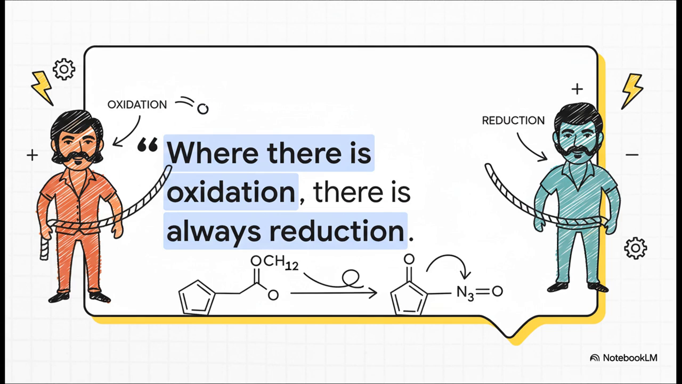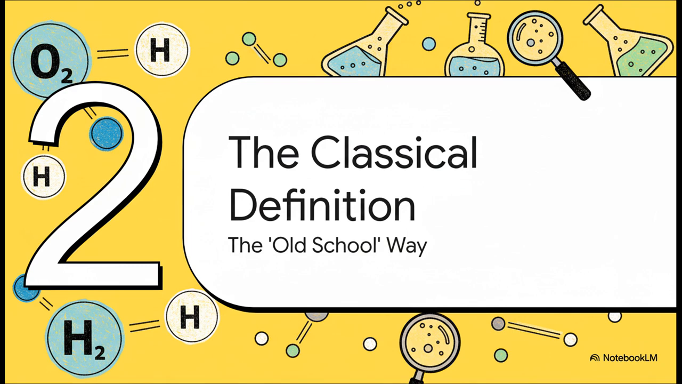You simply cannot have one without the other. It's impossible. If one atom is losing something, another atom absolutely must be gaining it. This, my friends, is the golden rule of all redox reactions. Remember this.